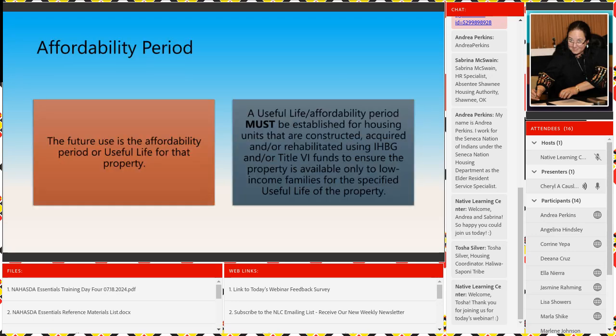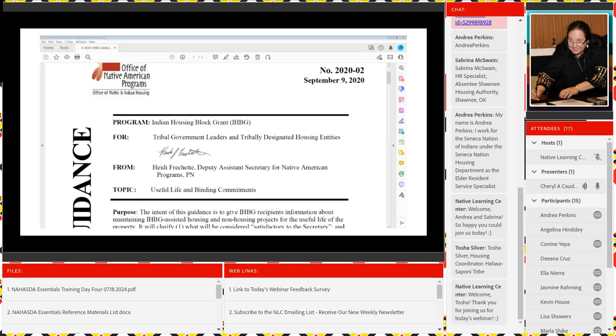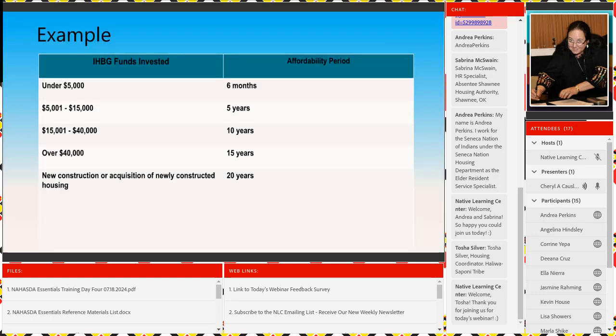Okay. Your affordability period, the future use, is your affordability period or useful life for that property. A useful life or affordability period has to be established for housing units that are constructed, acquired, or rehabbed using block grant or Title VI funds to ensure the property is available only to low-income families for the specified useful life of that property. So this is the 2020-02 guidance, okay? This is the one that you see most commonly used throughout Indian country.